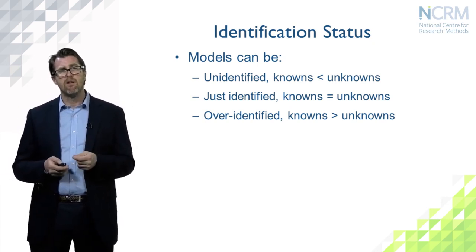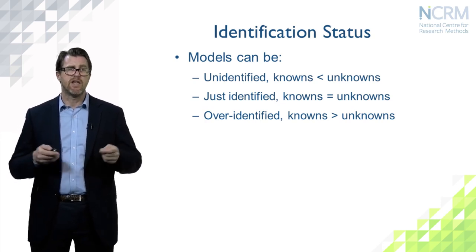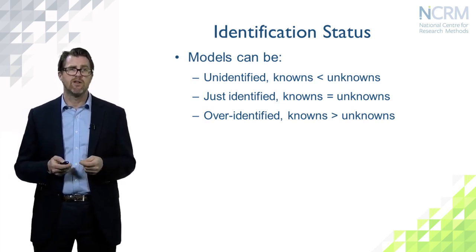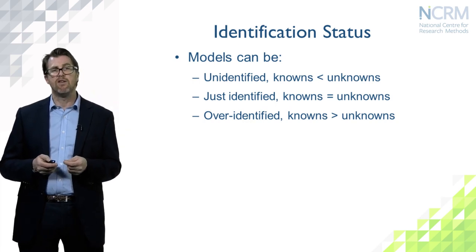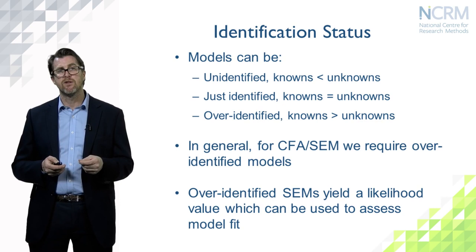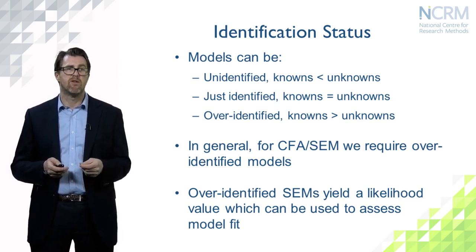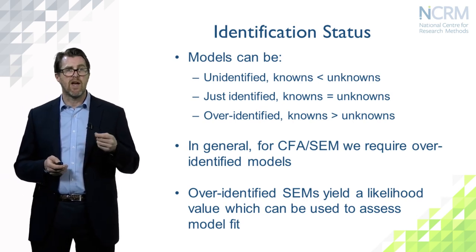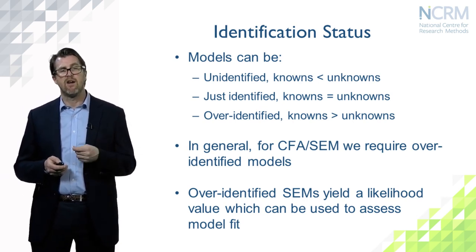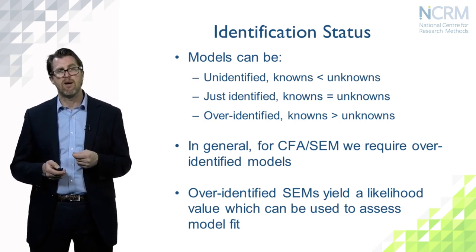The third level of identification status is over-identified models, and that's usually what we are trying to get to and deal with in SEM. That's where the number of knowns is greater than the number of unknown parameters in the model. And that means that we can assess the fit of the model as well as estimating the unknown parameters.